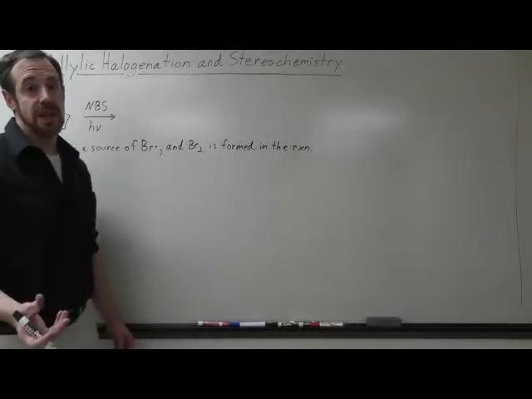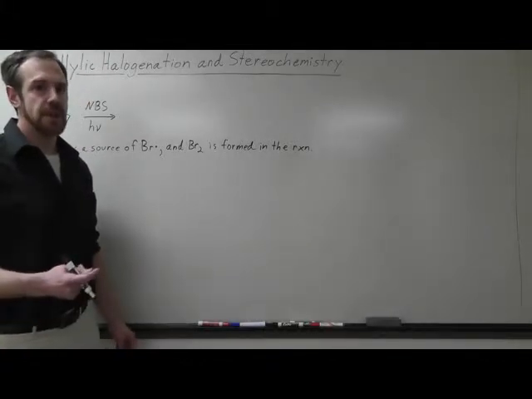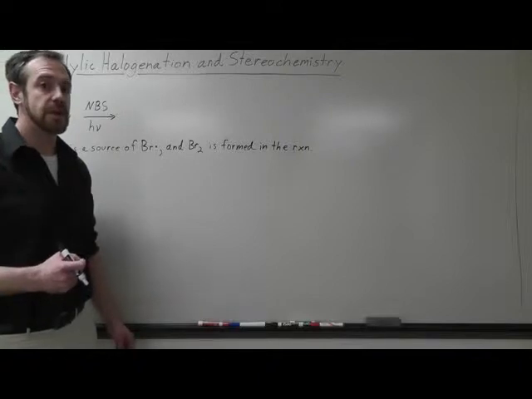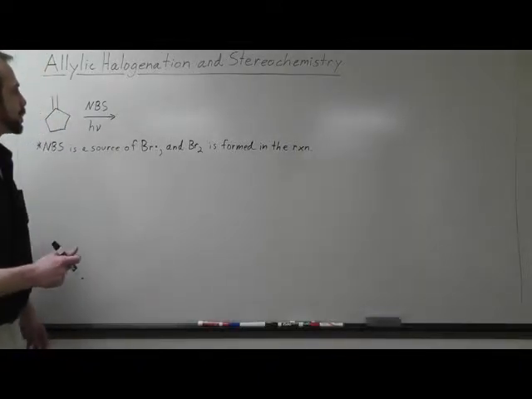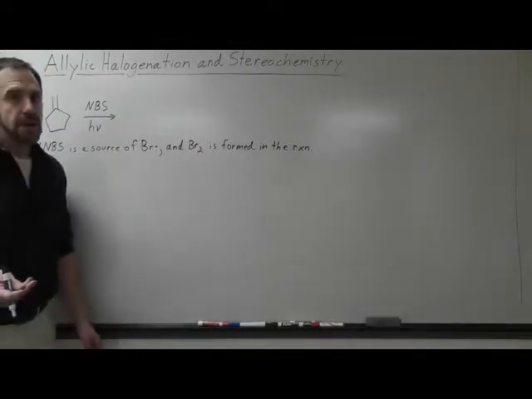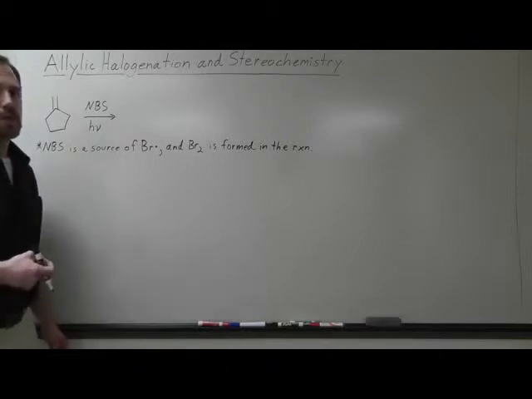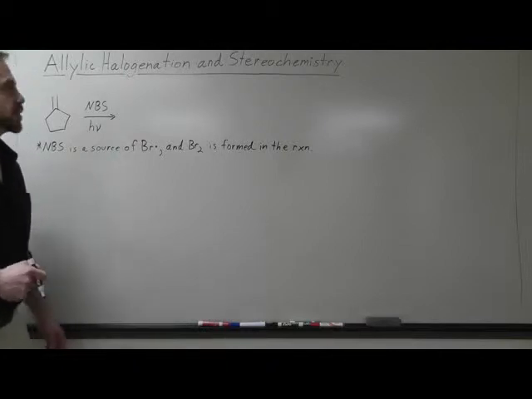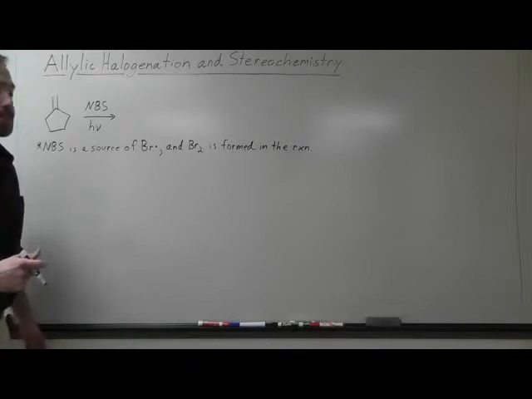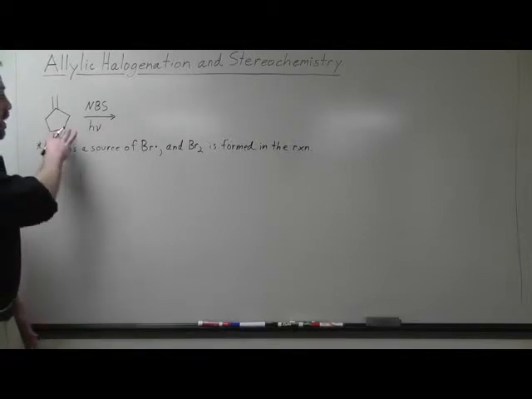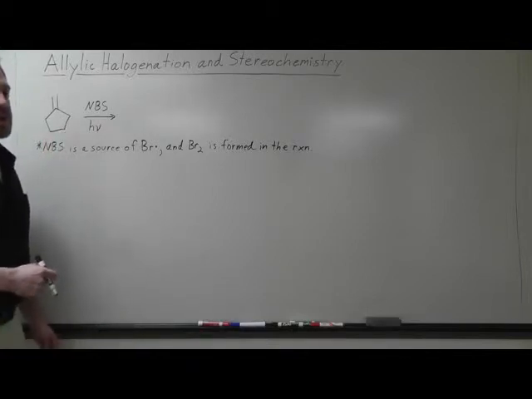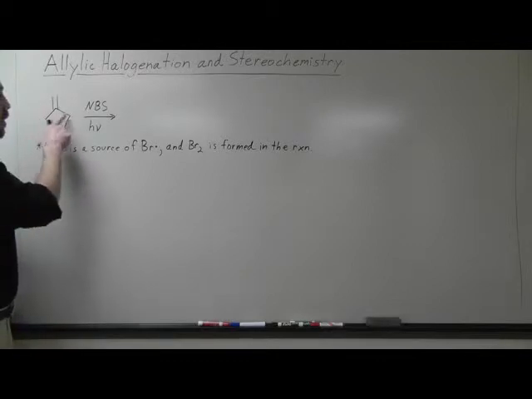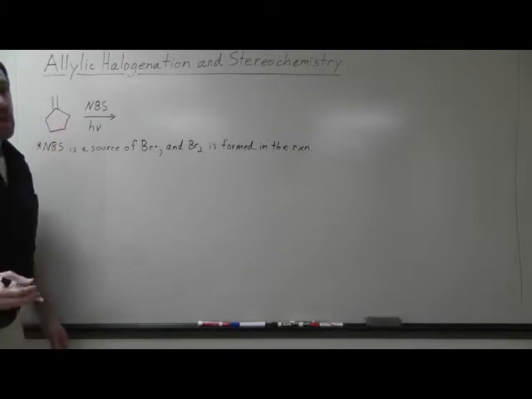Today's lecture is on allylic halogenation and some implications for stereochemistry of the reaction products. So we're going to focus on NBS, which is N-bromosuccinimide, and I'll show that structure when we get to the mechanism. Here we have an alkene. We can see that there are two identical allylic positions on this alkene.